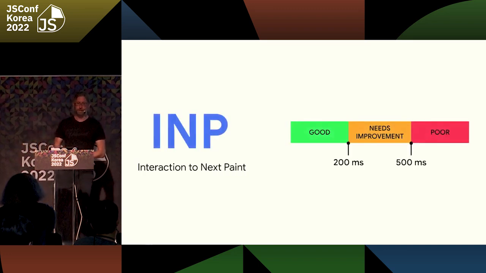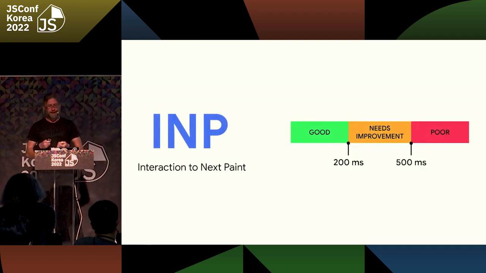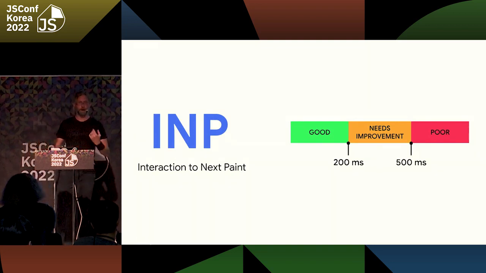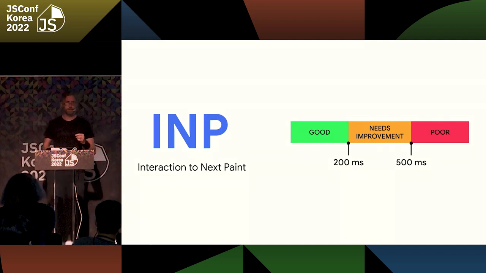The resulting value is the page's INP. The idea is that by selecting the worst interaction on the page, or closest to it, you have a value that represents a page's overall interaction latency. Think of it this way.